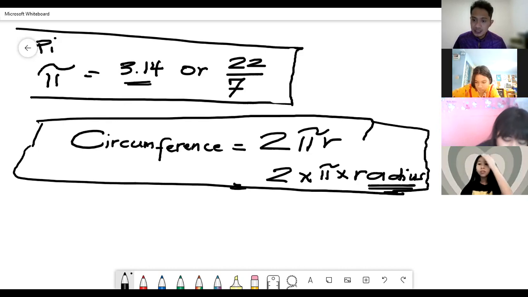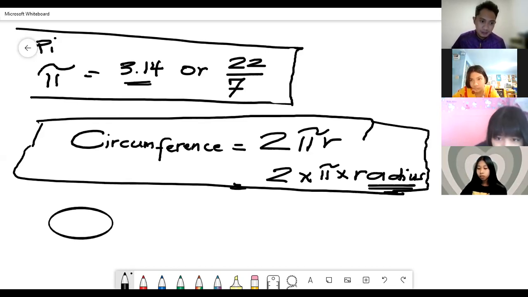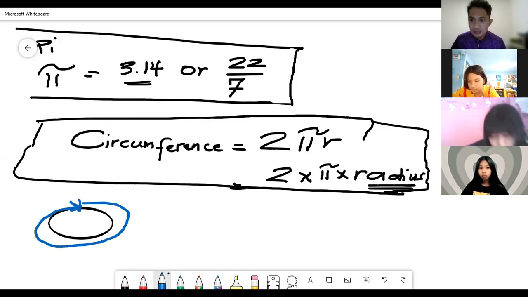Circumference, what is circumference? The distance around the circular region. So how big is the circle? We are not only looking at this one circle. From here, let's say color blue, from here going there, that is circumference.